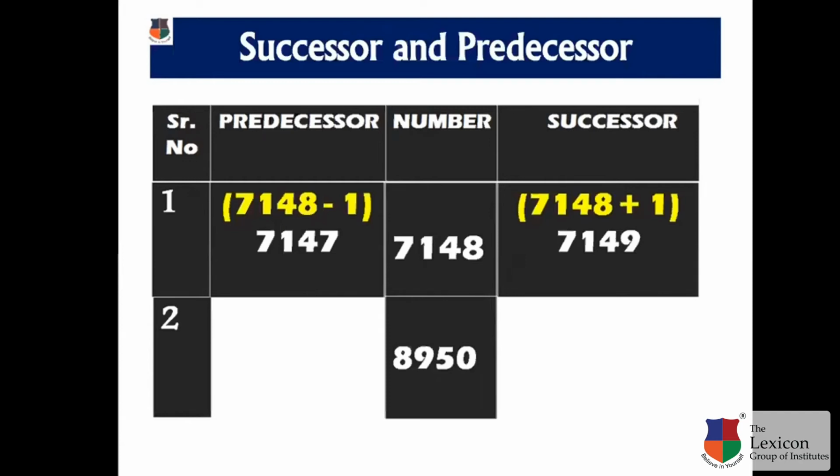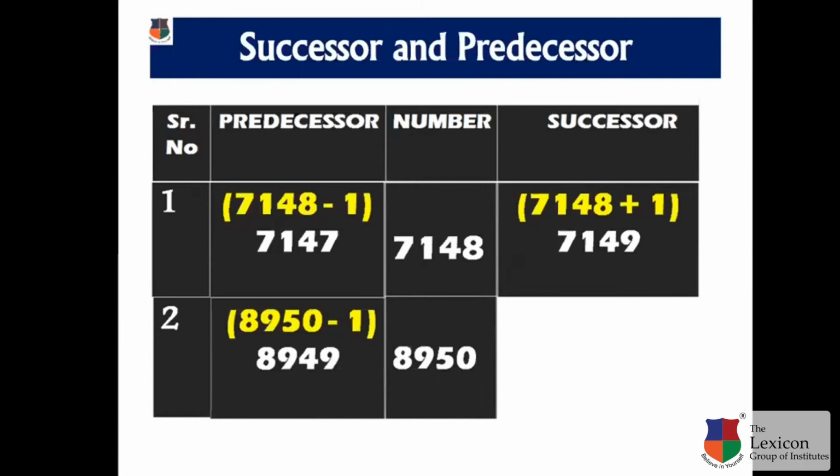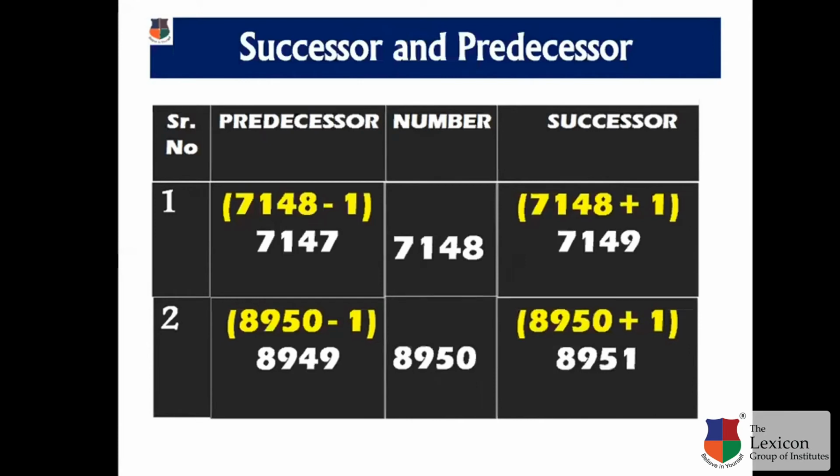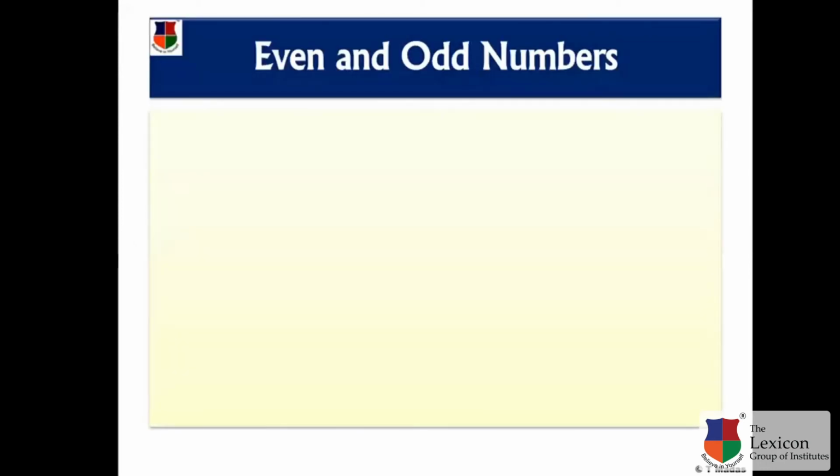Second number is 8950. So predecessor is minus 1 and the answer is 8949. Successor, plus 1. So 8950 plus 1 is equal to 8951. Easy. Now we will understand what is an even and odd number.